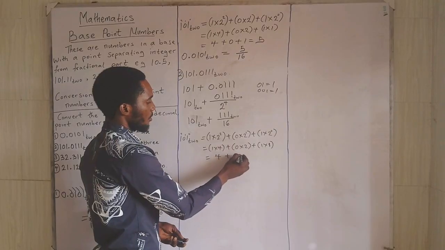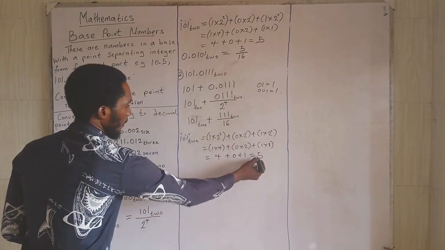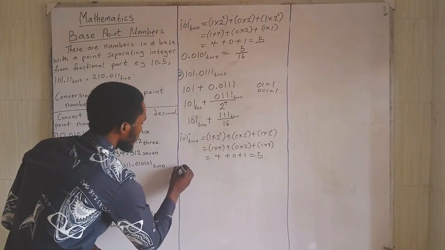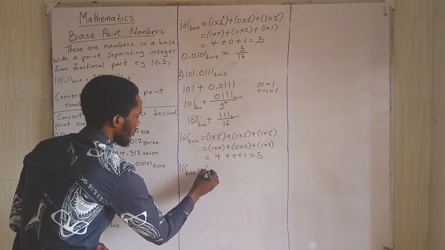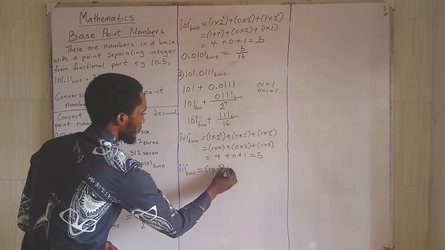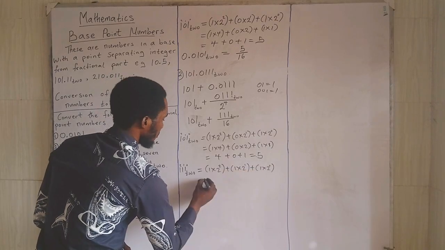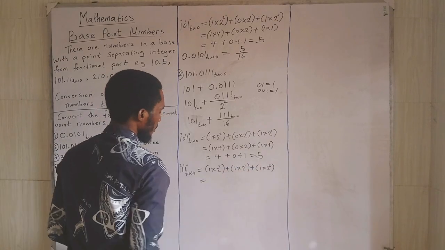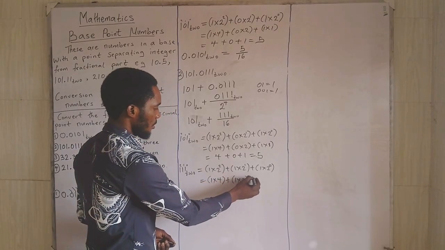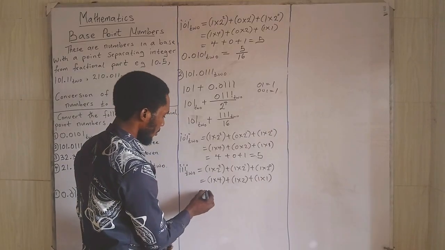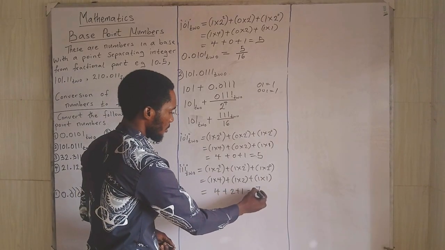You have 4 plus 0 plus 1, and that is 5. 111 base 2, raised to the power of 0. 1 times 4 plus 1 times 2 plus 1 times 1. 4 plus 2 plus 1, and that is 7.